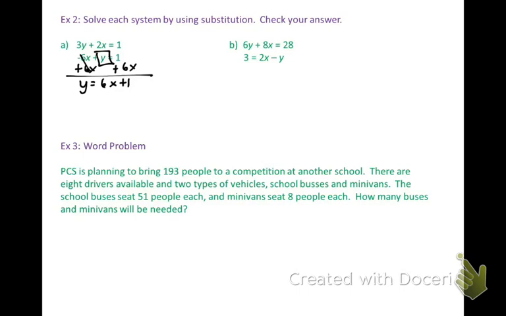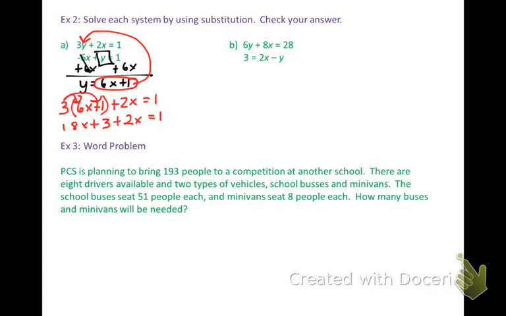Now I can substitute. I could take this whole thing and plug it in for y at the top. So it would look like this: 3 parentheses 6x plus 1 parenthesis plus 2x equals 1. Now if you look, that means I have to distribute. So it'd be 18x plus 3 plus 2x equals 1. Sorry, I didn't mean equals 2x. I meant plus 2x equals 1.